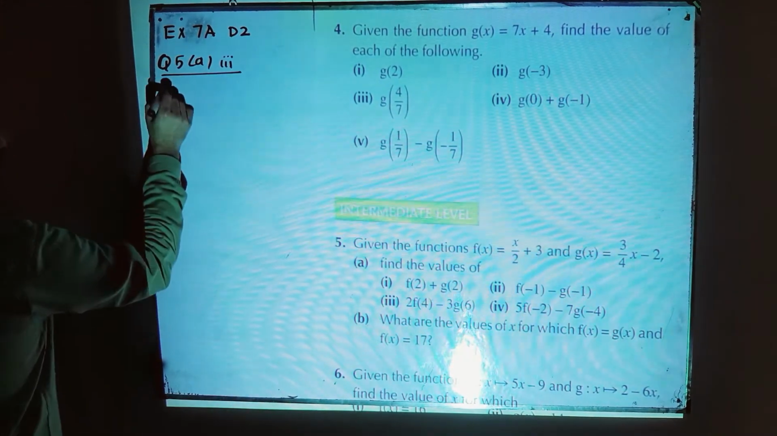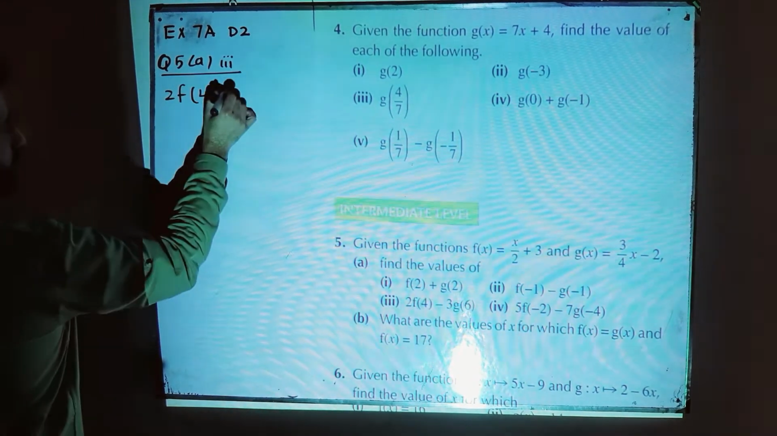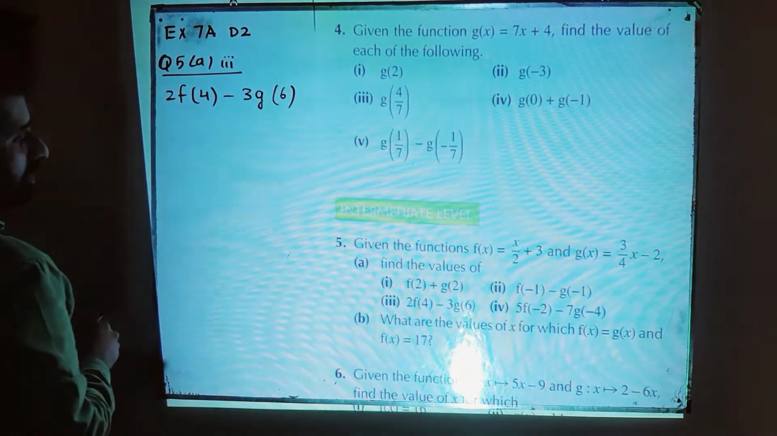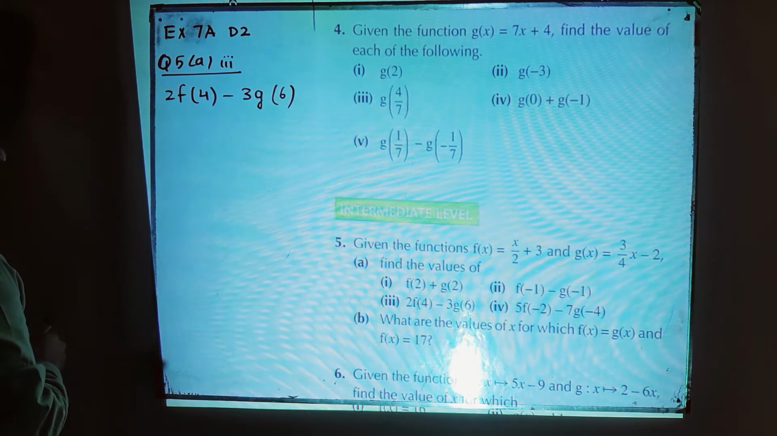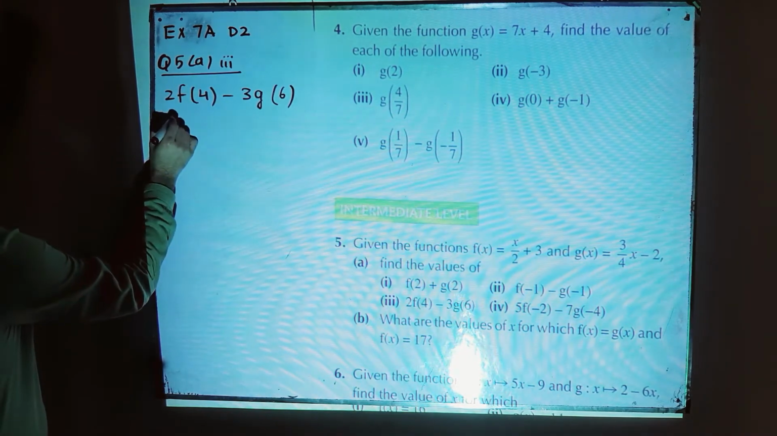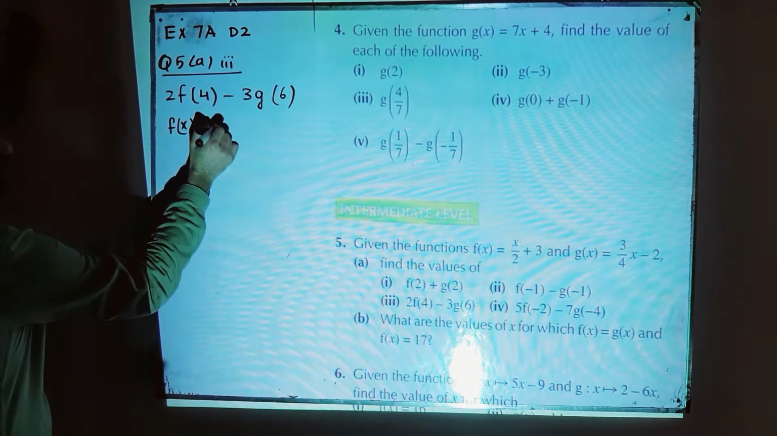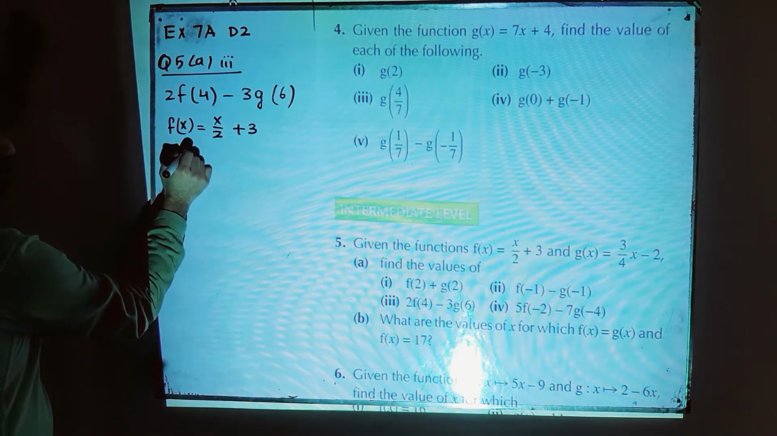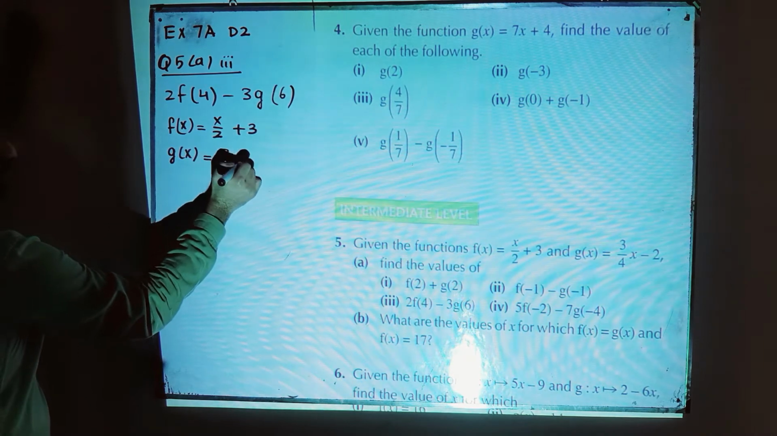And you have 2f(4) minus 3g(6). We need to evaluate this one, we need to find the value of this one, while f of x is given, that is x by 2 plus 3, while g of x is also known, that is 3 by 4 x minus 2.